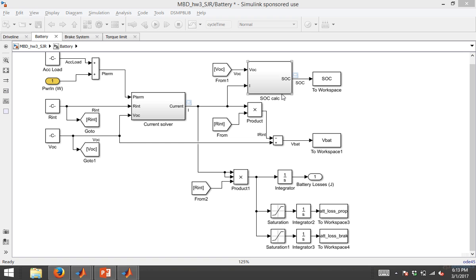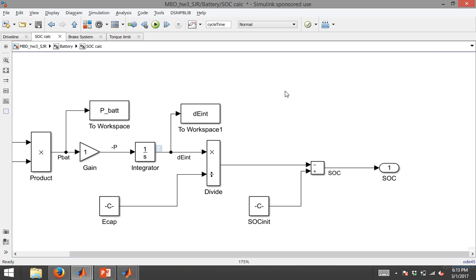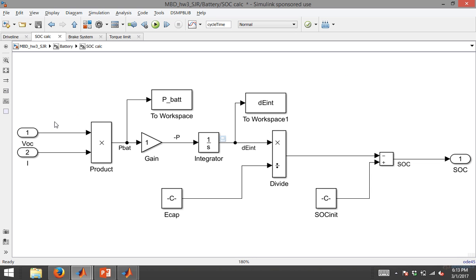Okay, so SOC calculations, the next thing I'm going to go over. Like I said, there is a way you can implement that exact equation and it'll work, because that's how I've had it in the past. But I think the best way to do it is this. So you have your open circuit voltage, you have your current. When you multiply those together, you get the power coming out of the battery. That gain doesn't have to be there, and that's not negative P. So I'll put that to the workspace.